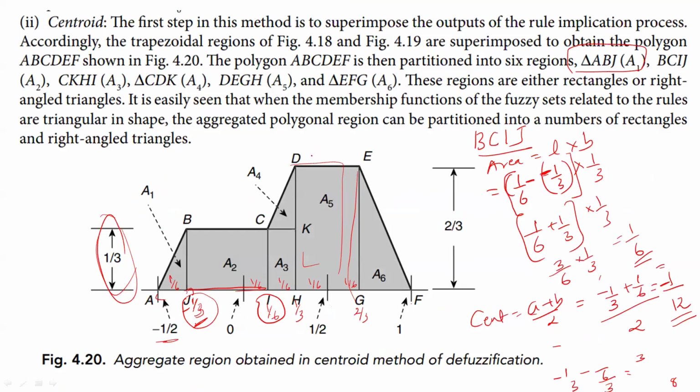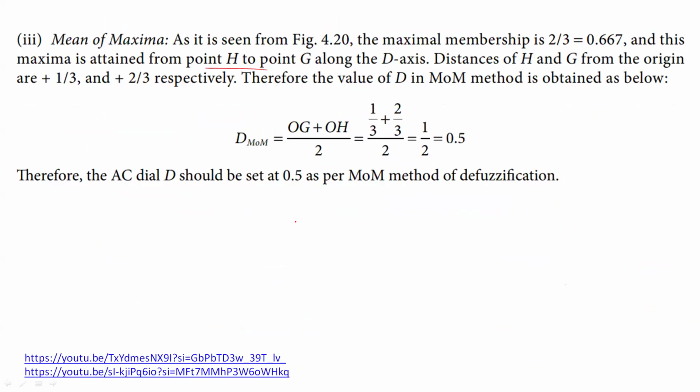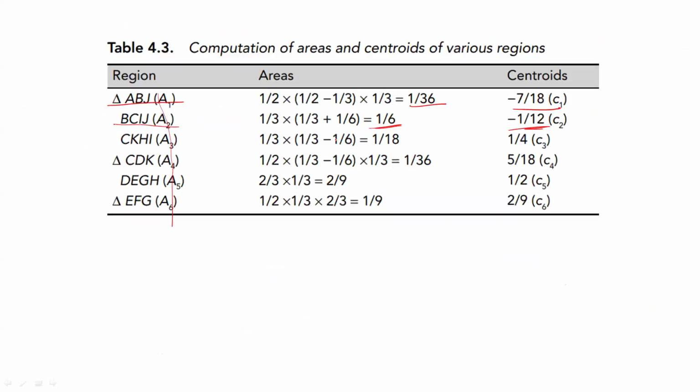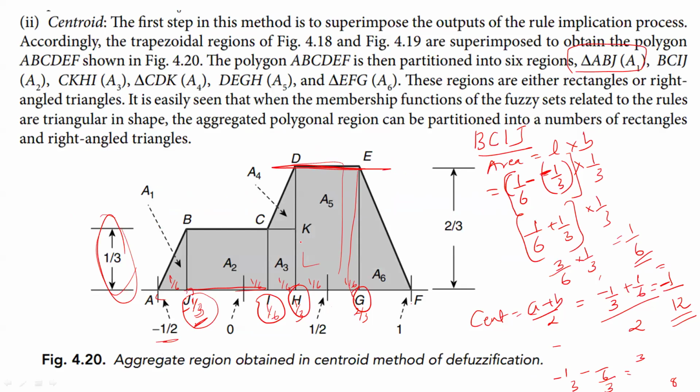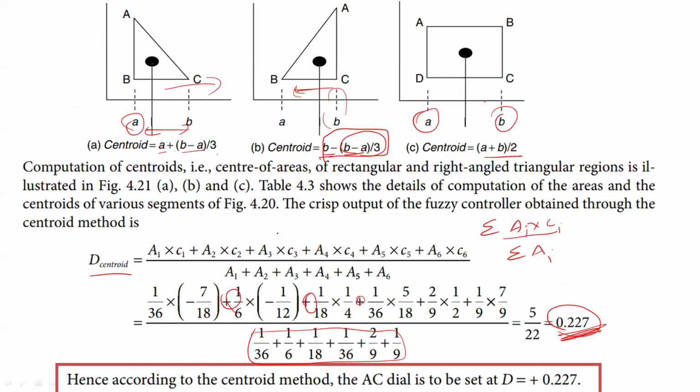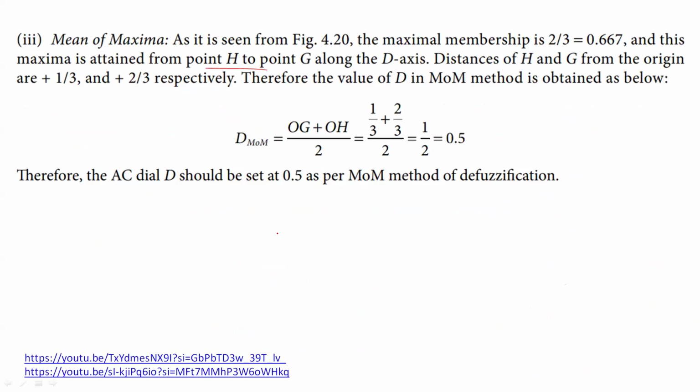So let us go back to the figure. We can see here the points that give the maximum membership value. You can see this is the maximum membership value, 2 by 3, right? So H and G are the points that give you the maximum membership value. There are no other points. So the values of H and G will be taken. See this from the origin. What is the distance of these points? That is what we're going to find out. So the distances of H and G from the origin are 1 by 3 and 2 by 3 respectively.